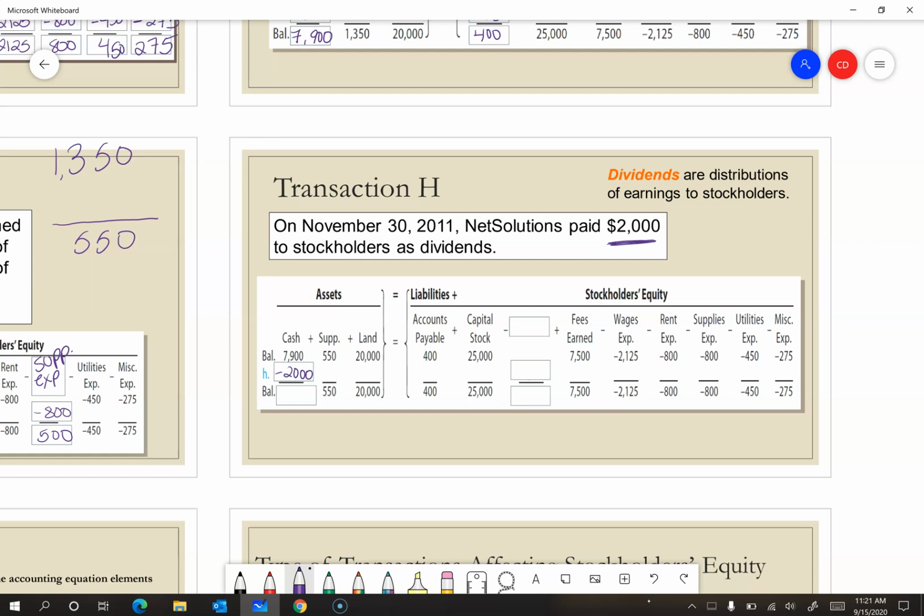Okay, so that's going to leave us with $5,900, right? So we're going to have another new account here, and that's going to be called dividends. And you know from your Bernie Madoff that dividends are paid out to stockholders. It's a portion of the profits being paid to your stockholders, okay? And they are going to have a negative impact on your stockholders' equity, right? So that's going to be in the amount of $2,000. And so then we have $2,000 over here. Okay, so those are the transactions.